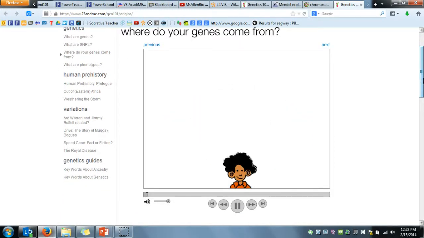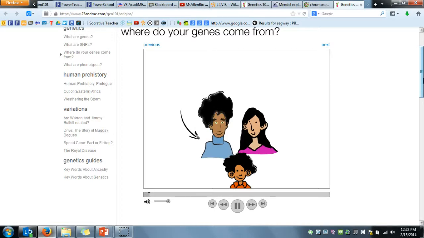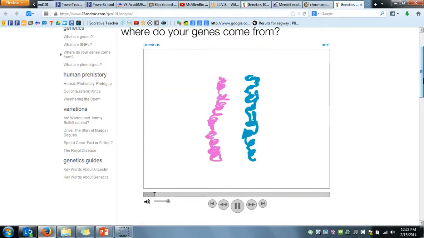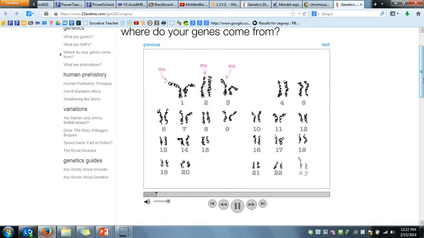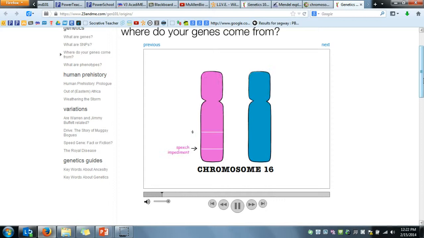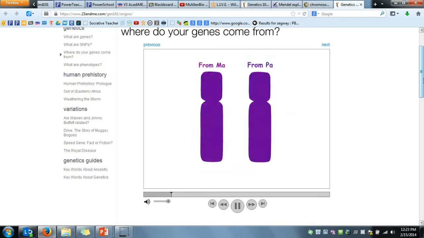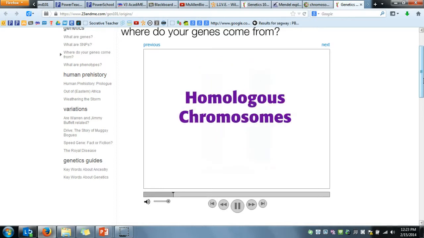Your genes come from your parents, of course, and from their parents, and from their parents' parents, and, well, you get the idea. You have two sets of 23 chromosomes, one set from each parent. For almost every chromosome you inherit from your mother, you also inherit one from your father that has his versions of the same genes. Together, they form a pair of homologous chromosomes.